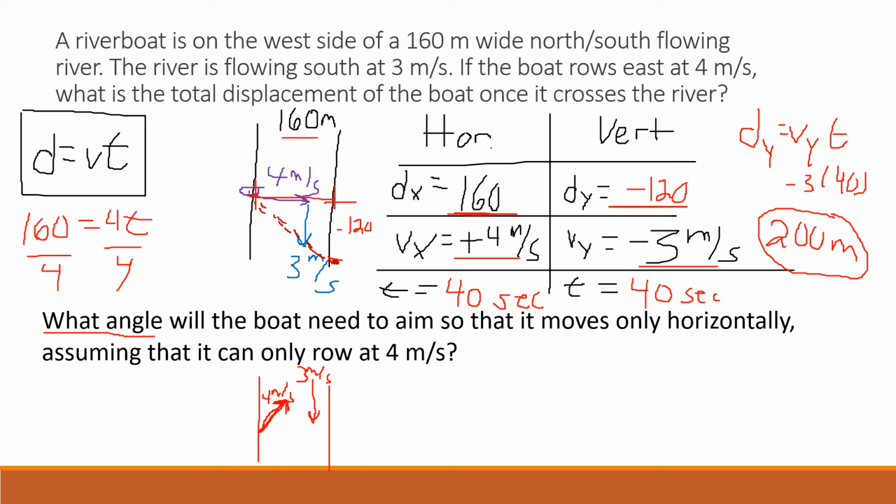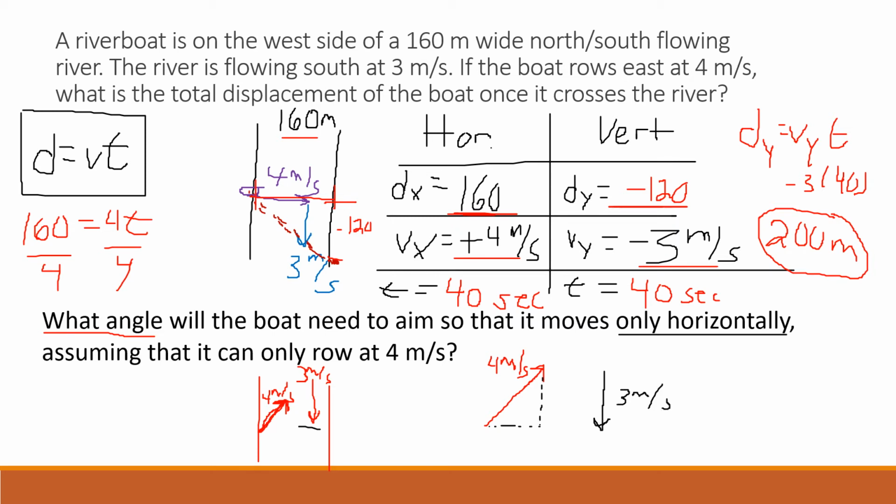So let's really think about it. The boat speed is 4 meters per second. This boat speed is going to have a horizontal and vertical component. So if we want it to move only horizontally, we want this vertical component to cancel out with the other vertical component present, which is in this case the river speed. We know that the river is flowing down 3 meters per second.